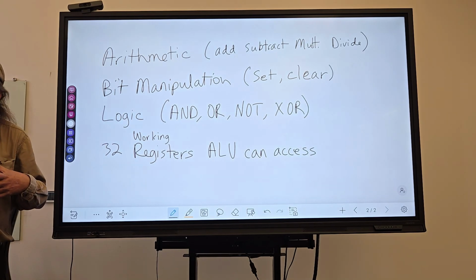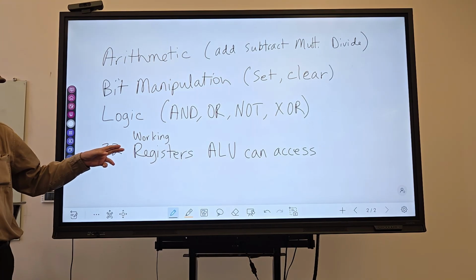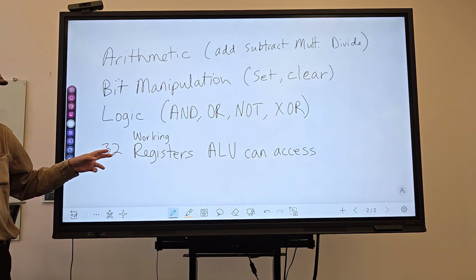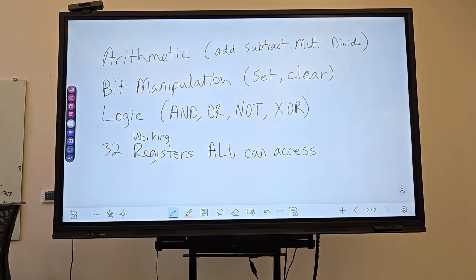So to manipulate the peripheral control registers, you have to load the data into one of the working registers, do whatever manipulation that you're going to do, then store it back to the peripheral register that you're trying to control and manipulate.